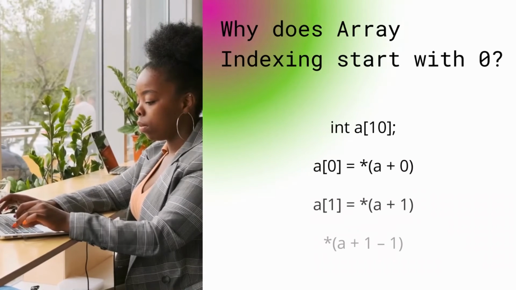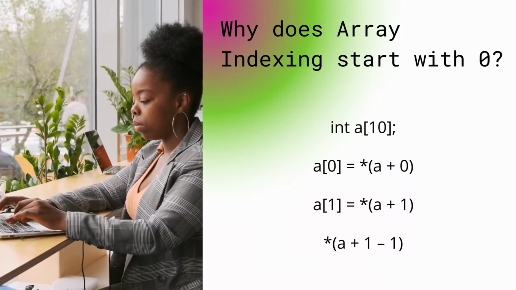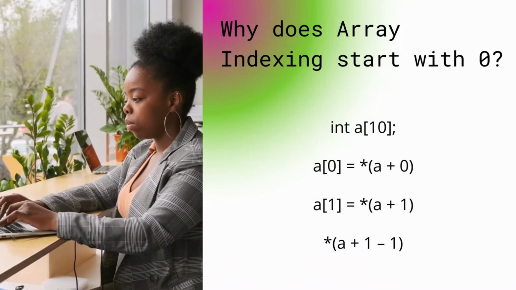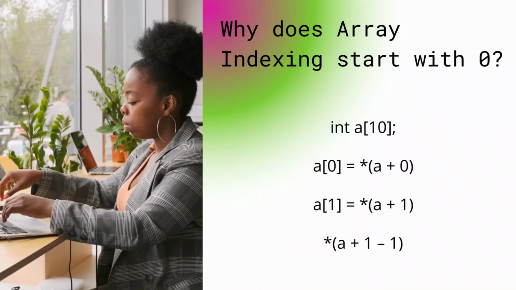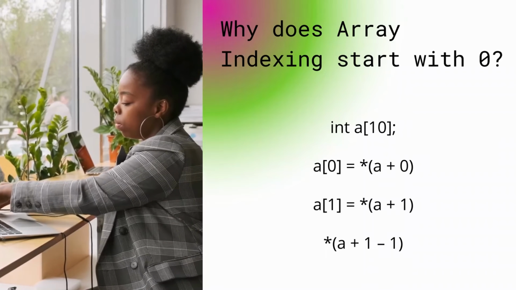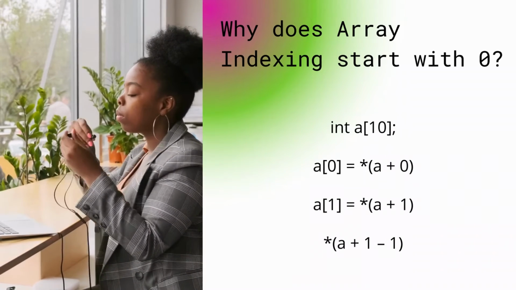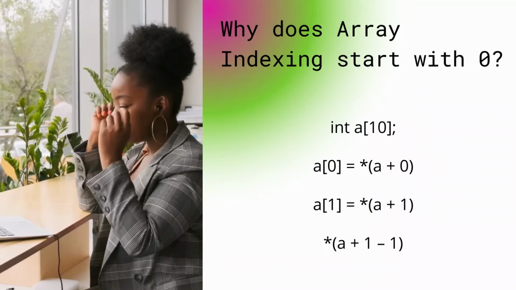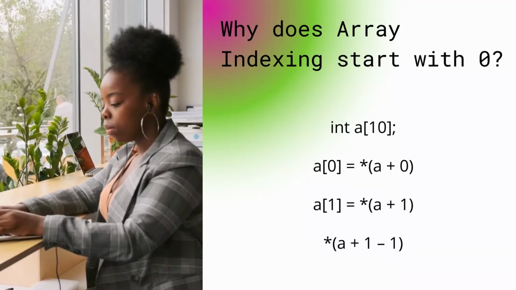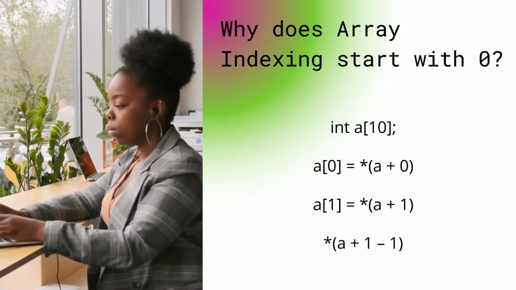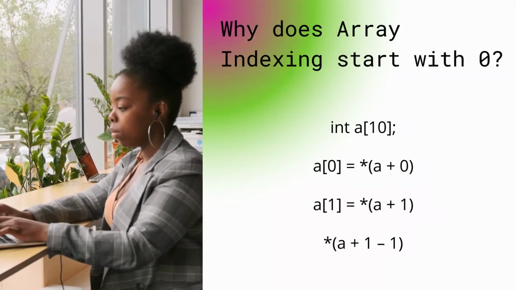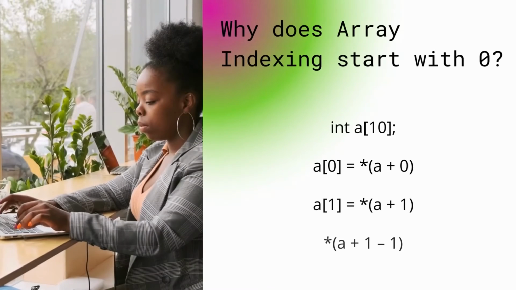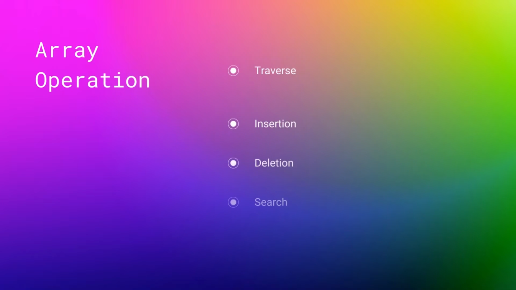Now let's assume that array indexing starts at 1 instead of 0. In this case, for accessing the first element, we have to write a[1], which is internally decoded as *(a+1-1). Observe here that we have to perform one extra operation, i.e. subtraction by 1. This extra operation will greatly decrease the performance when the program is big. That's why to avoid this extra operation and improve the performance, array indexing starts at 0 and not at 1.